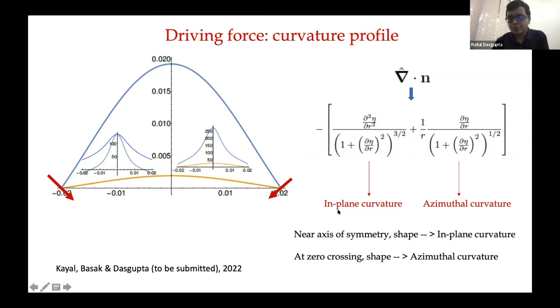So as I've written here, near the axis of symmetry, the shape is dominated by the in-plane curvature, and at the 0 crossing, the shape is dominated by the azimuthal curvature. This is true for a sufficiently large amplitude Bessel function. For sufficiently small amplitude, near the 0 crossing, they almost nearly cancel each other. Now what does that imply? That implies that at this 0 crossing, for a nonlinear Bessel function, there is a net force. This net force would be nearly 0 for the linear Bessel function, but it is not 0 for the nonlinear Bessel function, and this is going to cause motion of the interface. In particular, this is going to move the 0 crossings inwards.